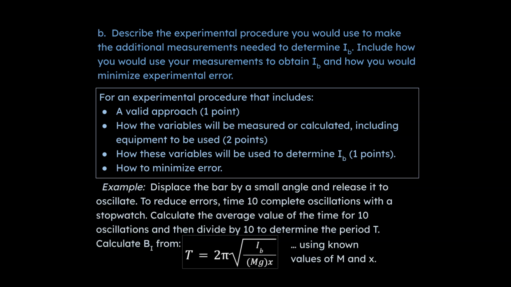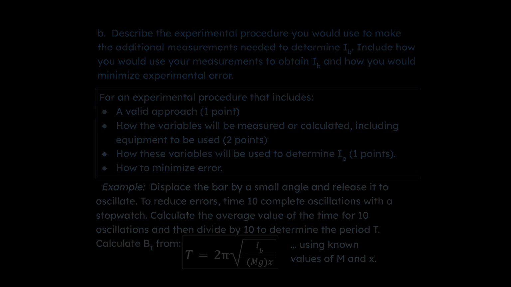So if you take a look at this, this is an example provided by the College Board, and this student wrote, displace the bar by a small angle and release it to oscillate. To reduce errors, time 10 complete oscillations with the stopwatch. Calculate the average value of the time for 10 oscillations, and then divide by 10 to determine the period T. Calculate the moment of inertia I sub b from this using known values of m and x. So this would get all of the points for this description.